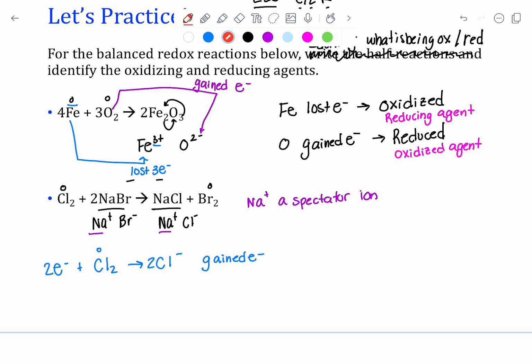If we look at bromine, it went from Br minus to Br2. Again, we'll just balance that for fun, okay? Br2 has a 0 charge, Br minus has a -1 charge. So in order to go from a negative charge to a more positive charge, we had to lose electrons, right? I had to give away electrons in order to get back to neutral. So I lost some electrons there.